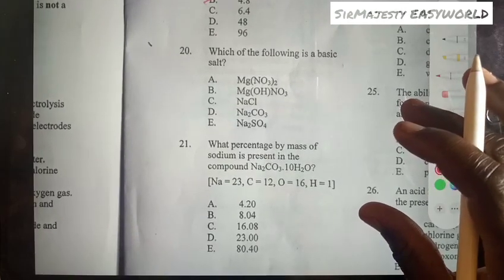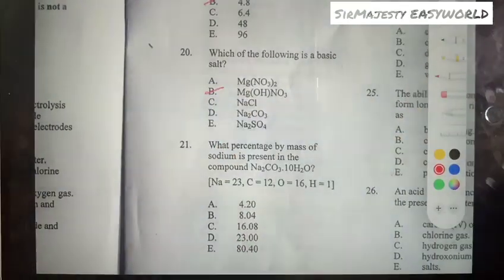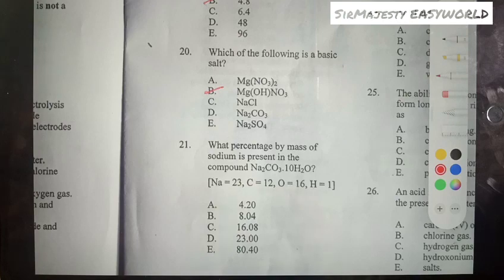Which of the following is a basic salt? Simple, that is B. B is a basic salt. That's magnesium hydroxide trioxonitrate(V) because it has OH. Acid salts have hydrogen, basic salts have OH in them.